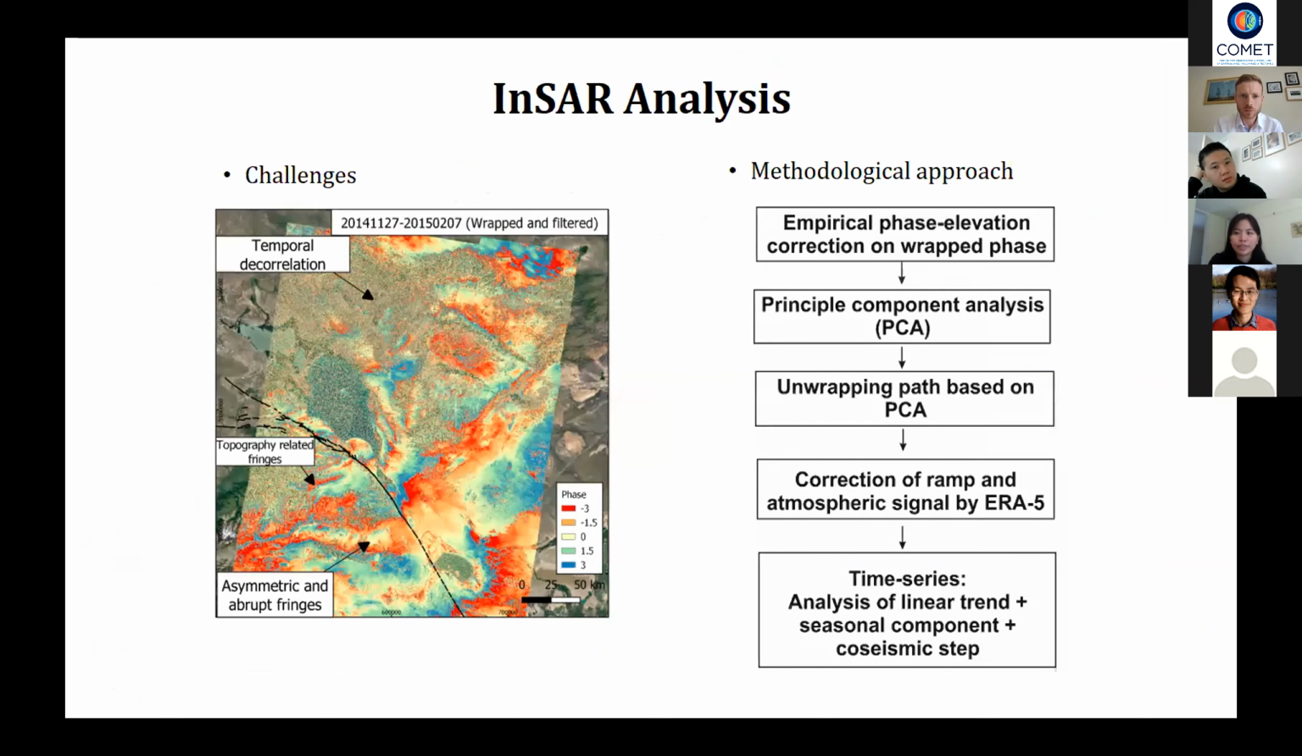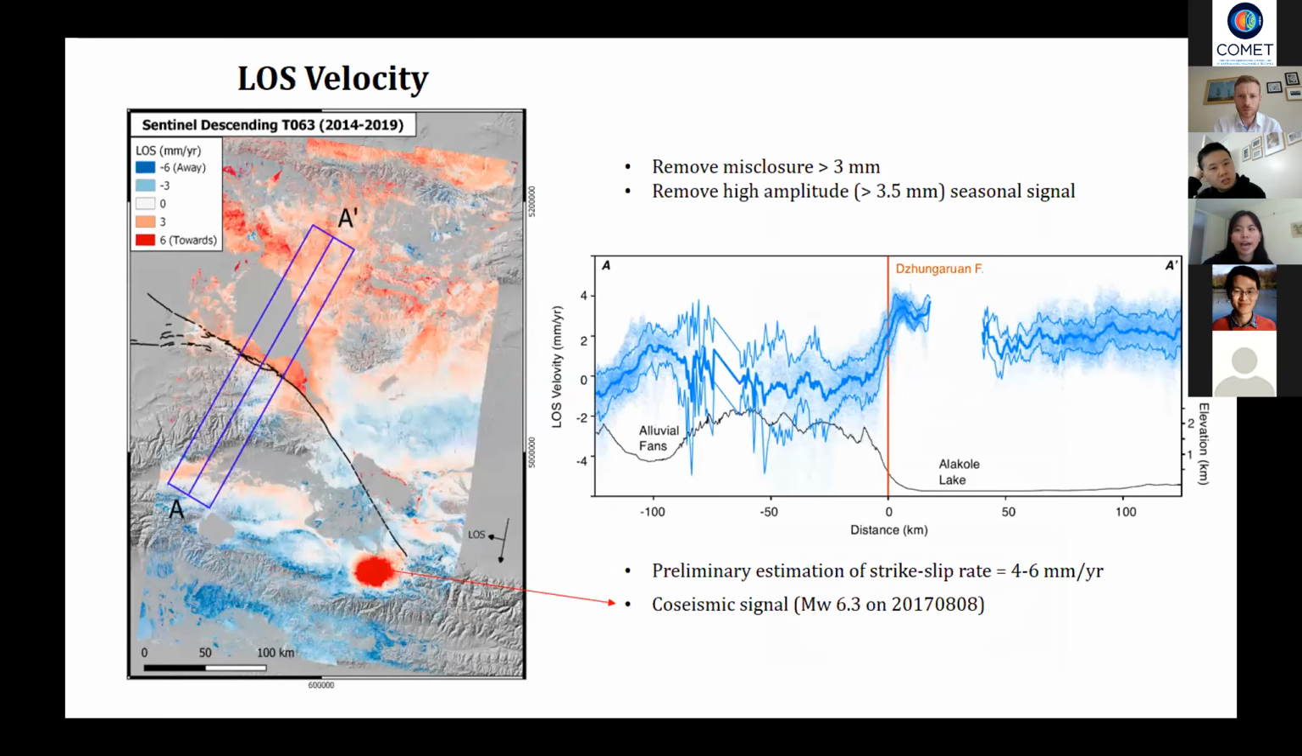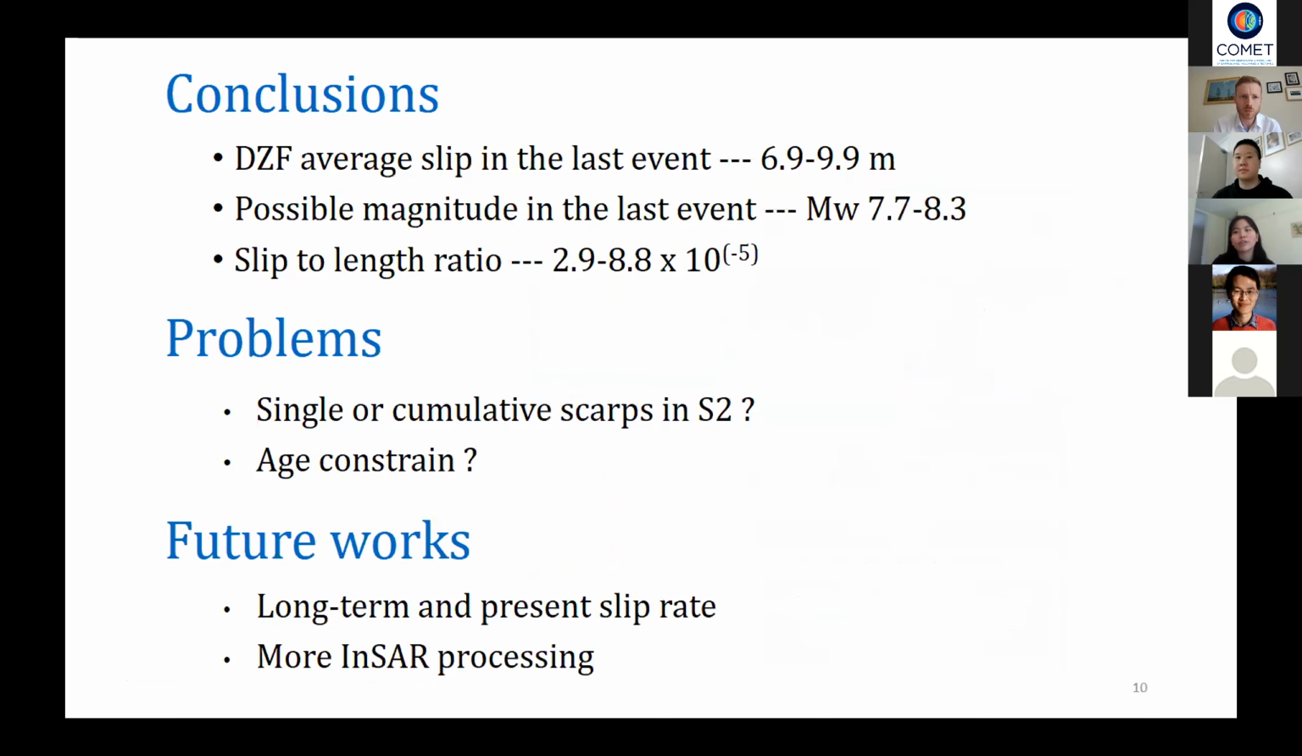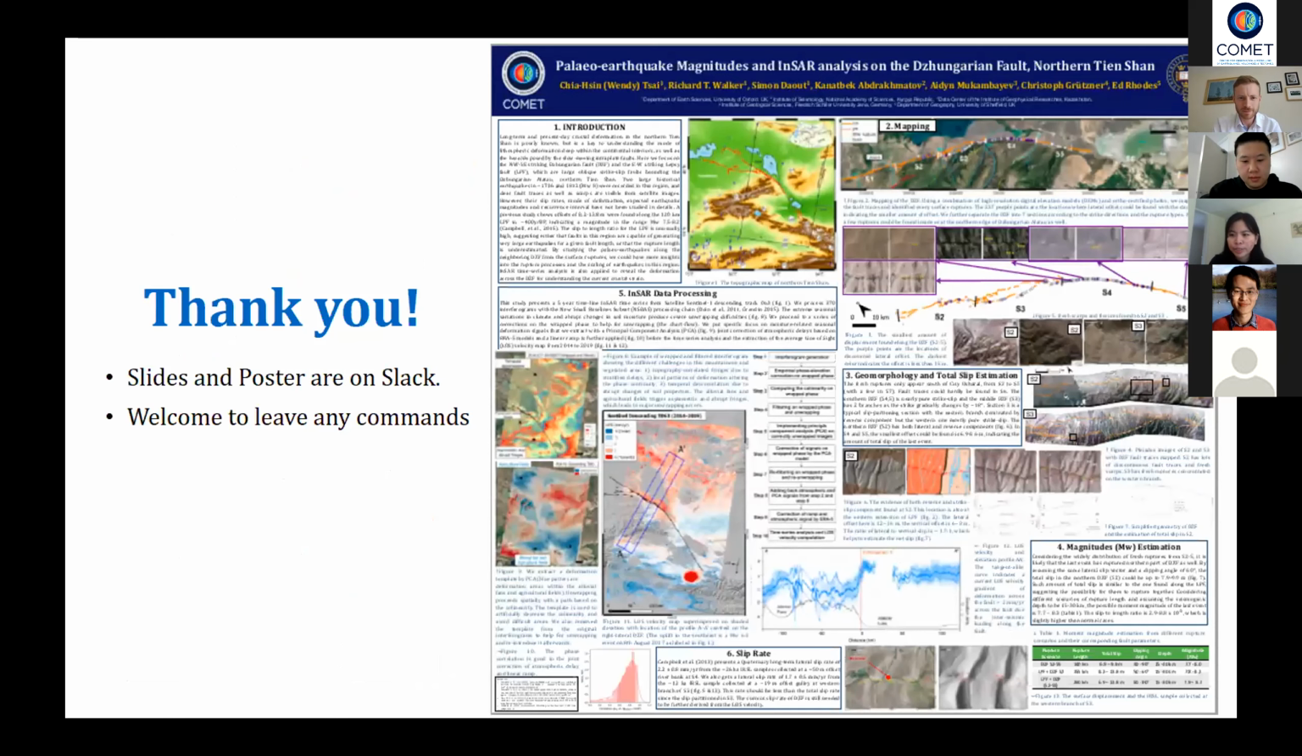As for the InSAR processing, we faced unwrapping challenges because of topography and also the regions around the fans and the fields. So we used some approaches to deal with the severe topographic and moisture delay, with the empirical direction and also a PCM model. After removing the high amplitude seasonal signal and the high misclosure area, we can see there is still a line of sight velocity change across the fault, which shows its current deformation. So here are some conclusions we got so far, but there are still problems to be solved and more InSAR processing is needed for more valid results. Sorry for the abundant information, and there are more detailed slides and posters on Slack. And thank you very much.